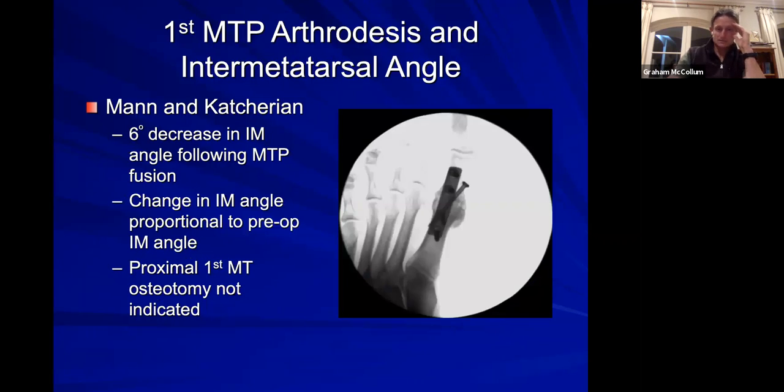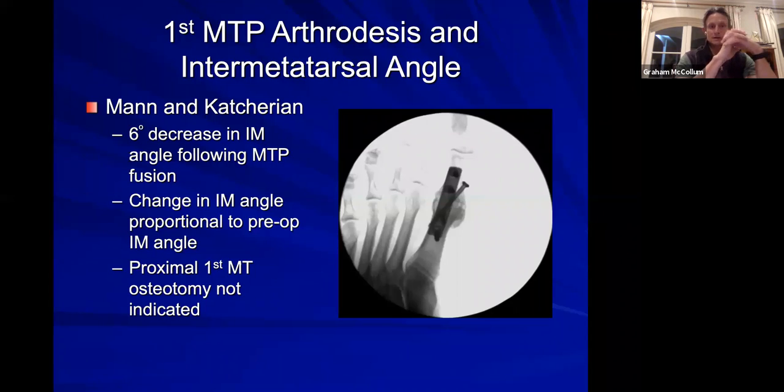This is an interesting concept. So the change in the intermetatarsal angle with fusion of the MTP joint. So in some instances, you may have a significant hallux valgus deformity together with MTP joint arthritis or instability, and you want to perform an MTP joint fusion. What's going to happen? Where must you set the toe?